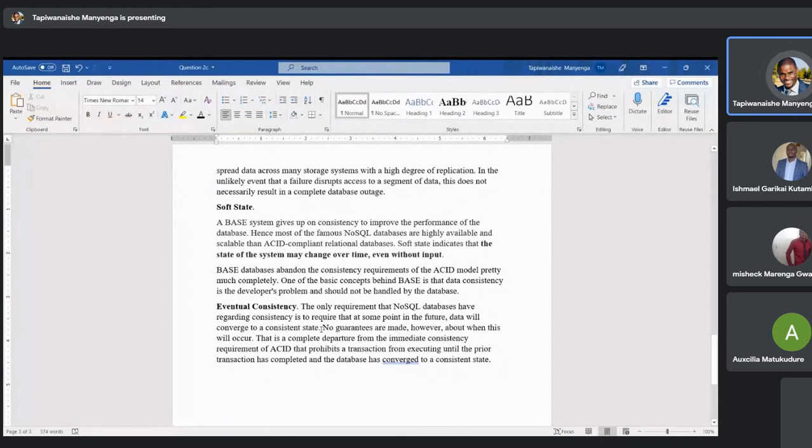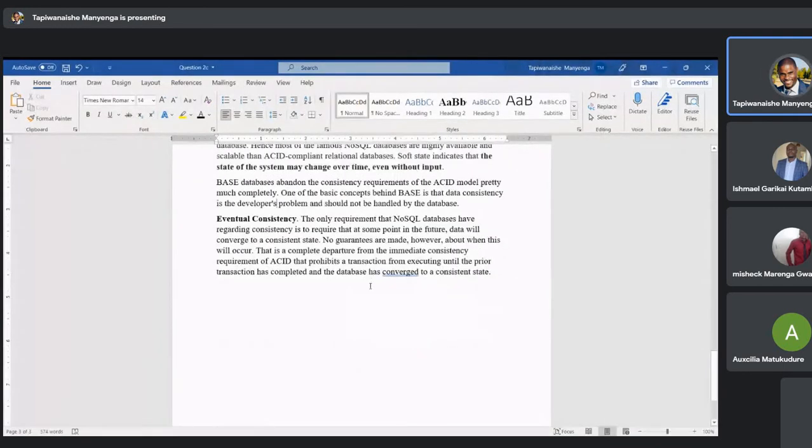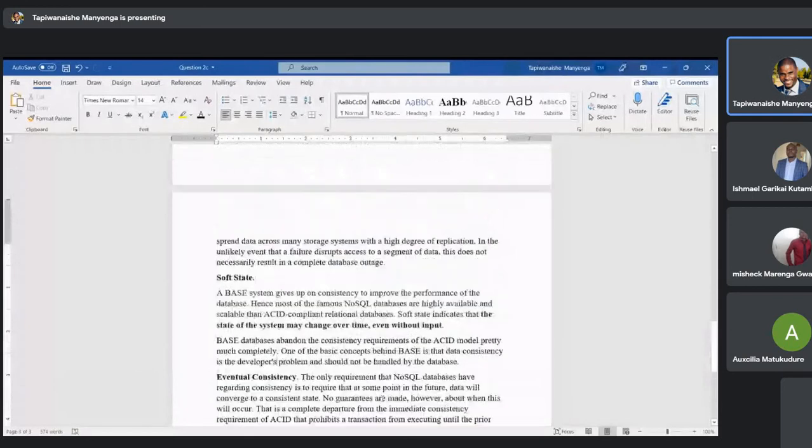So with ACID properties, just after a transaction, we have a consistent state. I mean, the database is in a consistent state. But in the BASE properties of NoSQL, we are not really worried about the time of transactions ending with a consistent database. But after a while, at the end, it is consistent, which points to eventual consistency. I think that's it. Any questions?